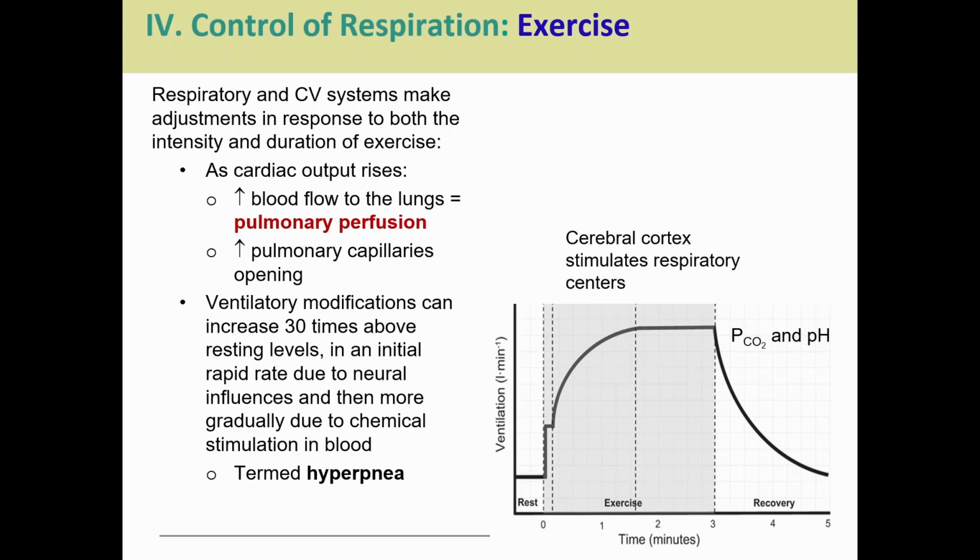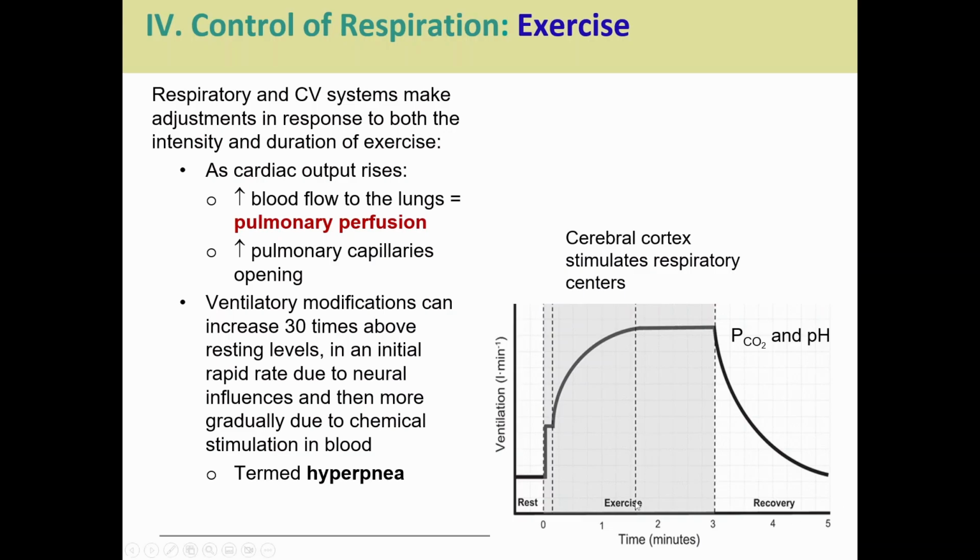And so as the intensity and duration of the exercise, especially the intensity, increases, cardiac output will increase. And so blood flow to the lungs will increase, which means pulmonary perfusion. Those pulmonary capillaries are going to open up. And so we can see modifications to ventilation that increase 30 times over normal, over what we consider resting. And this is that initial rapid rate because of the neural influences, and then because of the chemical stimulation in the blood.